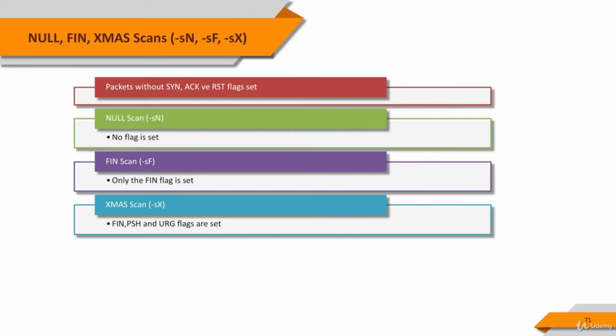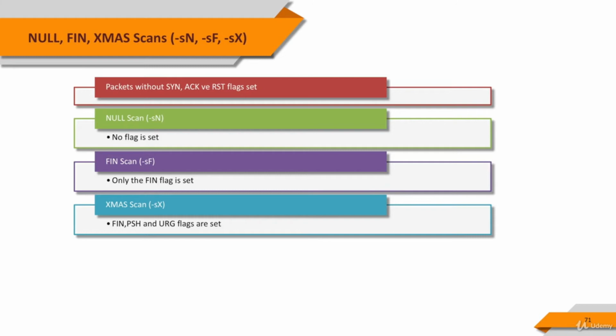The common ground of these three scanning methods, Null, FIN, and Christmas scans, is that they send packets to the target systems in which SYN, ACK, and RST flags are not set. Null scan, -sN, does not set any bits. That is, the TCP flag header is 0. FIN scan, -sF, sets just the TCP FIN bit. Christmas scan, -sX, sets the FIN, PSH, and URG flags, lighting the packet up like a Christmas tree.